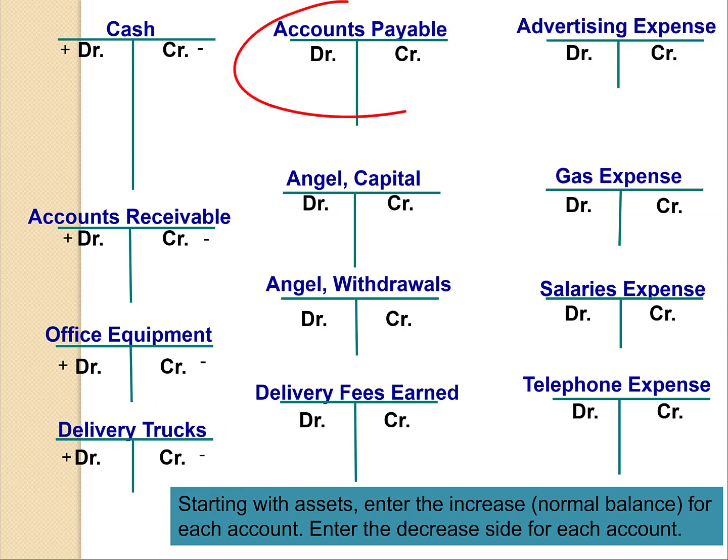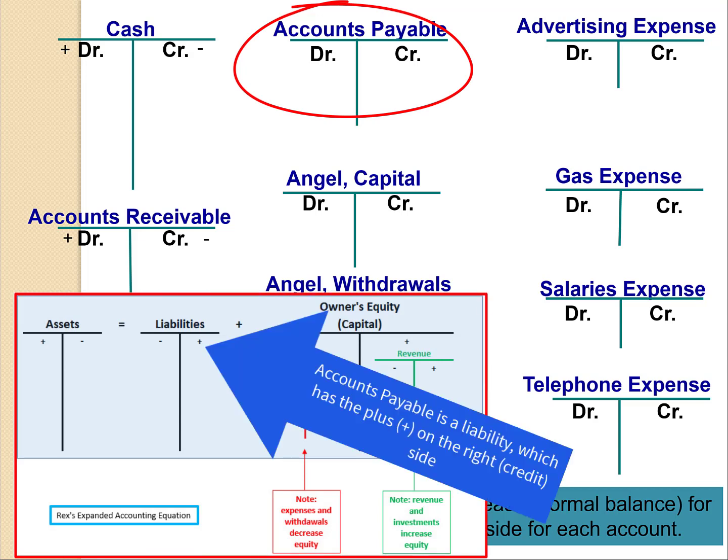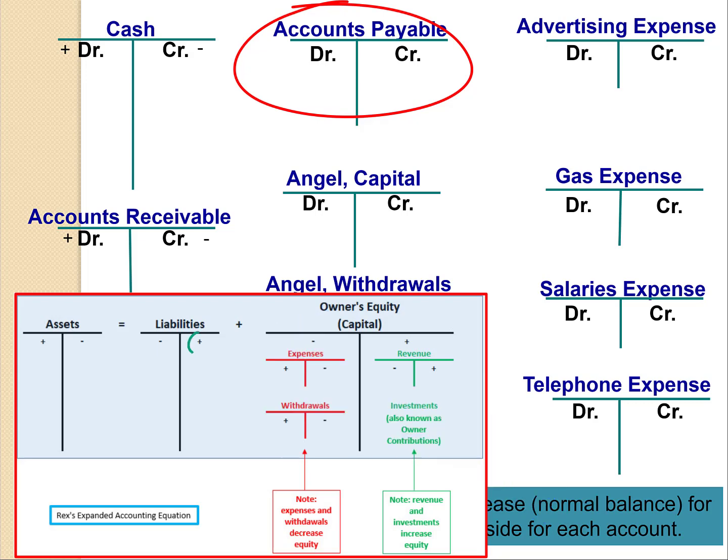Next, let's do accounts payable. What type of account is accounts payable? It's a liability. And which side do liabilities increase on? This time they increase on the credit side. So I'm going to put a plus on the credit side, which means the minus goes on the debit side.